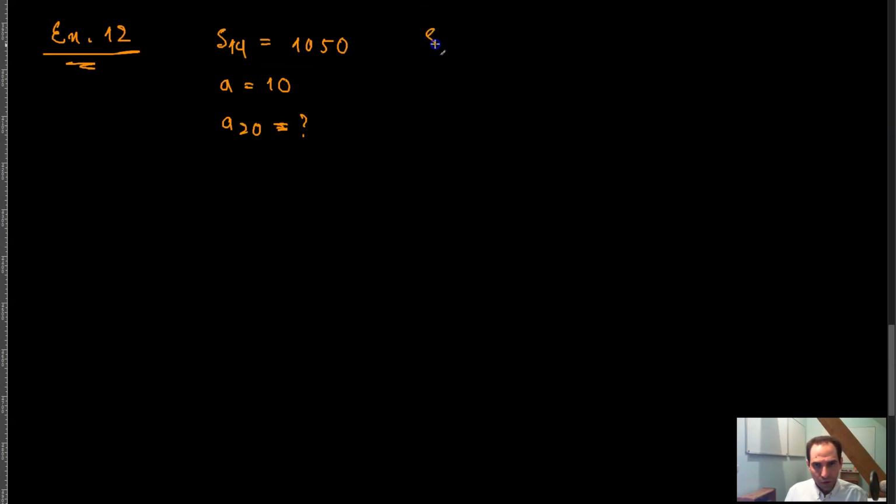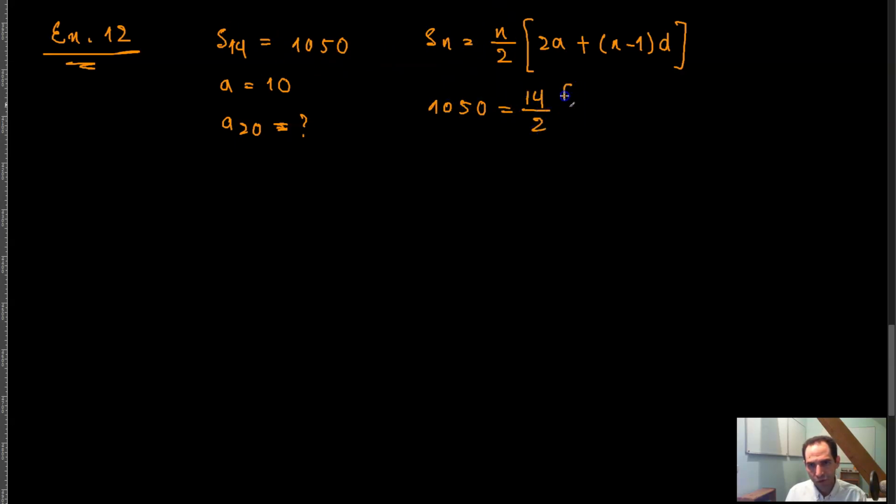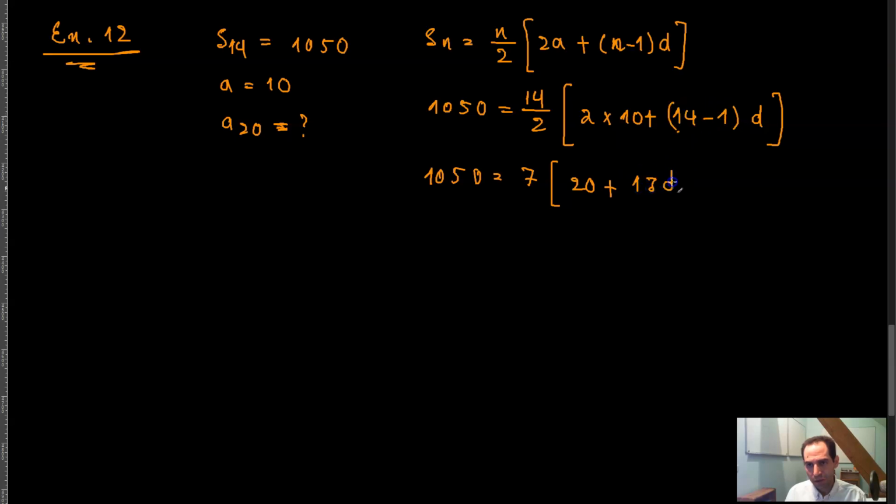So you can use the same formula. S of n is equal to n divided by 2 times 2a plus n minus 1 times d. You can take S of n as S of 14. You can write it as 1050 is equal to, so n becomes 14, 14 divided by 2 times 2 times 10 plus 14 minus 1 times d. We don't have d. So 1050 is equal to 7 times 20 plus 14 minus 1, which is 13, so that's 13d, right?